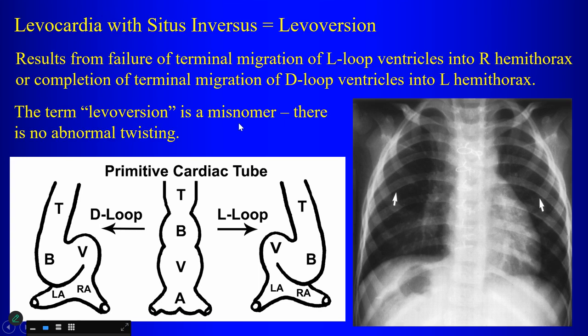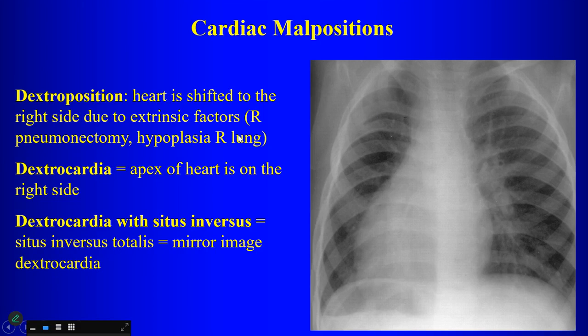Now, the term itself is a misnomer. There really is no abnormal twisting of the heart. It's either it went to the side it was supposed to go, or it didn't go to the side it was supposed to go to. Okay?